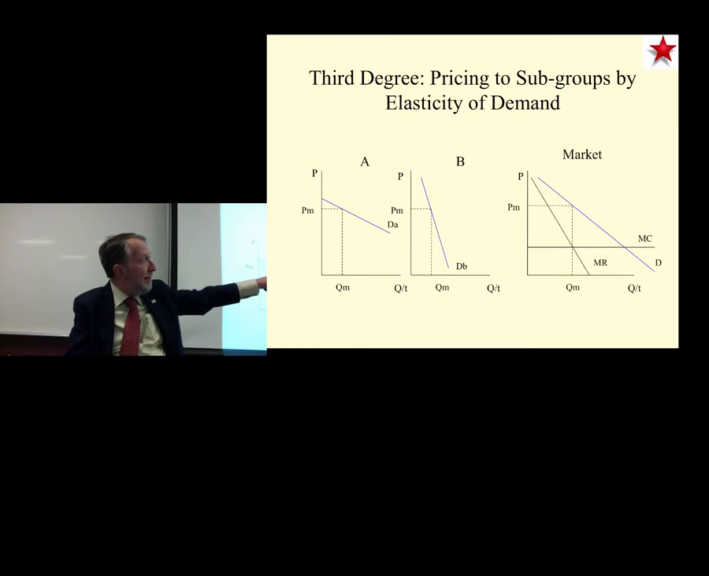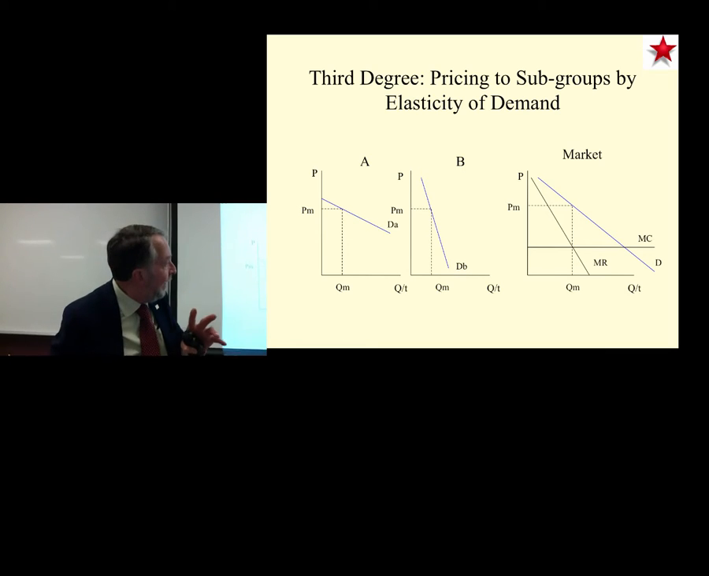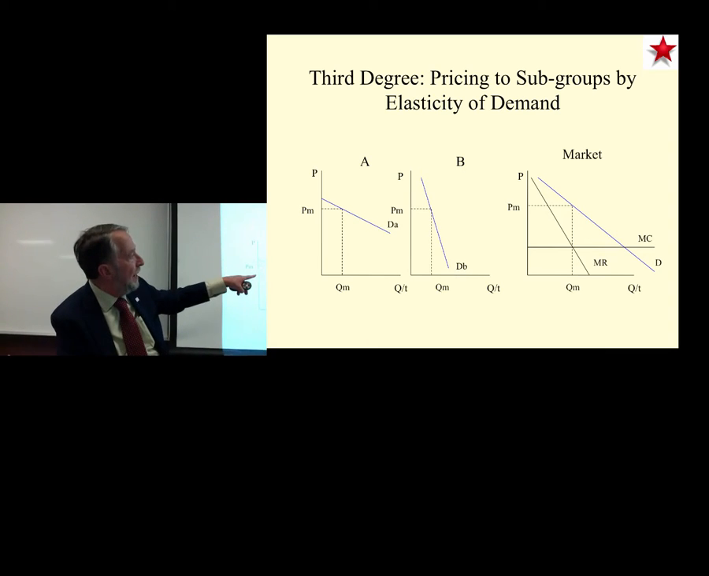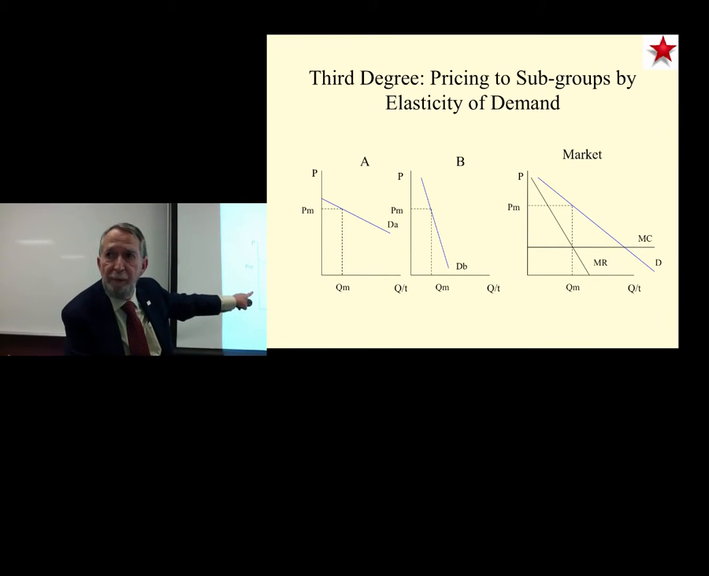Suppose that's the market demand, and so if I just set my price like the monopoly price, I charge PM to all the buyers. But suppose I could identify these two groups of buyers. One group is elastic, and one group is inelastic. So what do I want to do with this guy? Raise or lower the price? Elastic, you want to lower it. Good. And inelastic, you want to raise it. Good. So graphically, you can see what I'm doing.